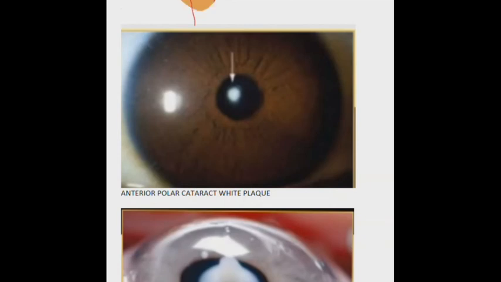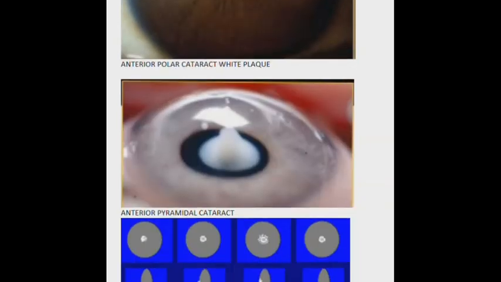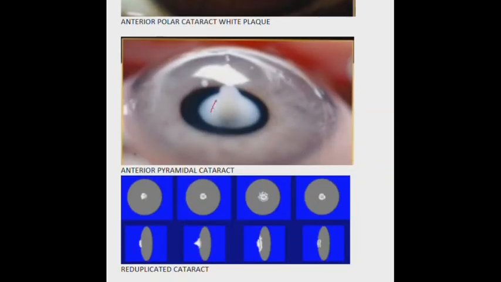Now the second morphological type, which is a pyramidal cataract. Pyramidal cataract is in the shape of a cone, and the apex of the cone is pointing towards the cornea of the eye. This is the cornea and the apex of the cone is pointing towards the cornea. This is the anterior pyramidal cataract type.